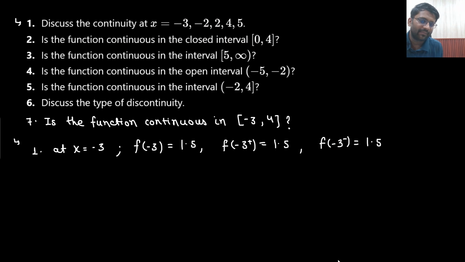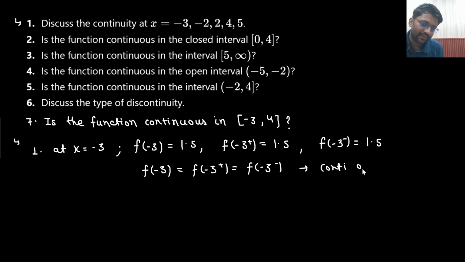Are all of them the same? Is this the scenario? Yes, all three values are the same. What does that mean? The function is continuous at x equals minus 3. That's it. There you go. Understandable? This is the first one.